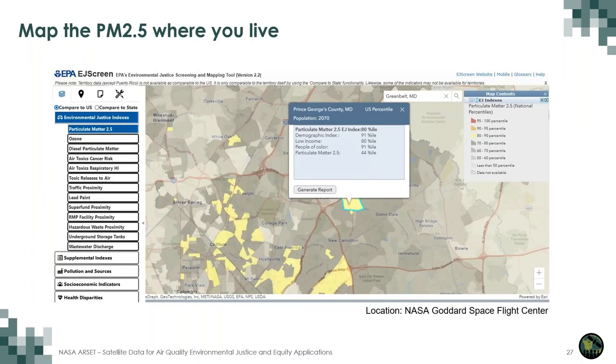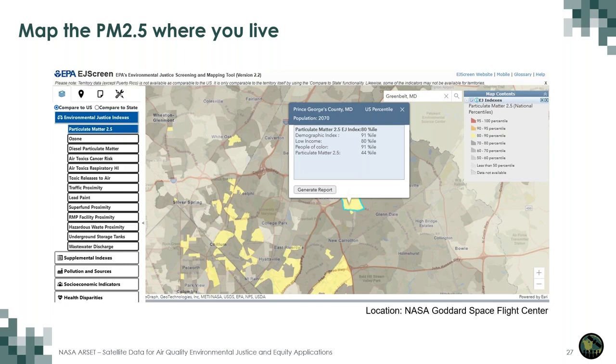If you'd like more information and think about this question further about how satellite data and nitrogen dioxide can add value to these EJ mapping tools, I suggest looking at EPA's EJ Screen tool and map particulate matter in your area. Find particulate matter or PM 2.5. So this is a map of PM 2.5 in Prince George's County, Maryland, where NASA Goddard Space Flight Center is located. And you can see quite a bit of heterogeneity in PM 2.5.